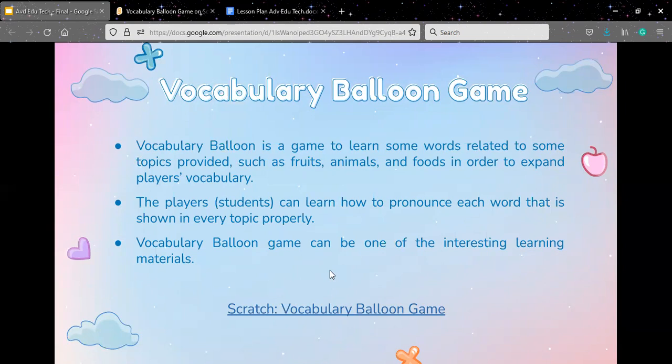Why? Because this module is in the form of a game, which we know that young learners like to play. So through this game, they can play and also learn vocabulary. So how will the learner use this game, or how can learners expand their vocabulary through this game? I will show you the game, the mechanics of the game.